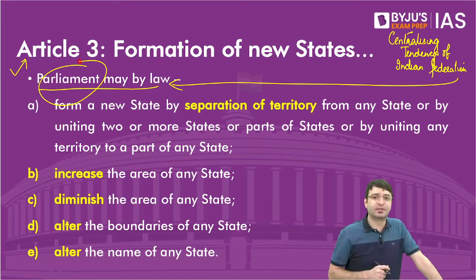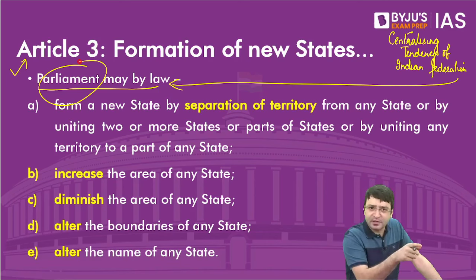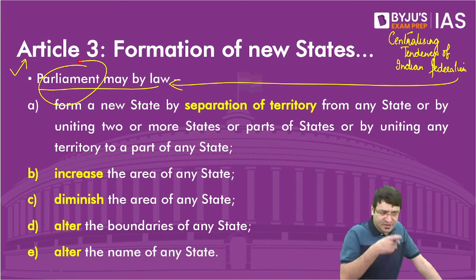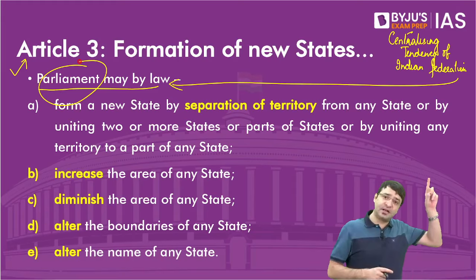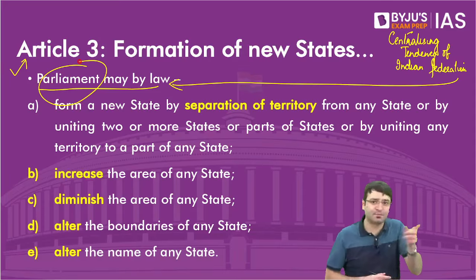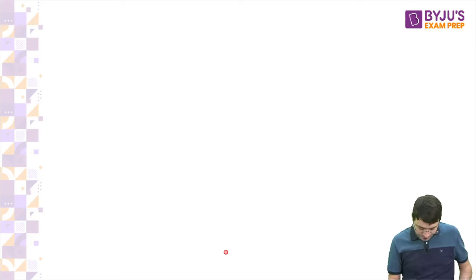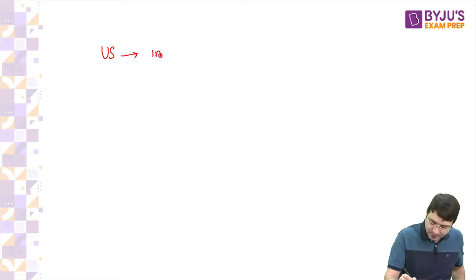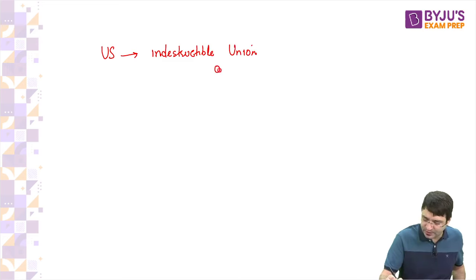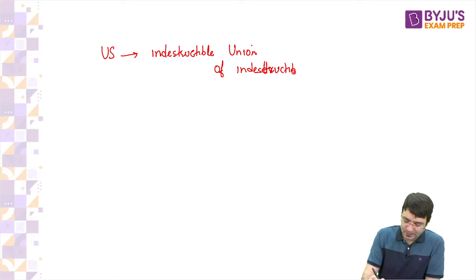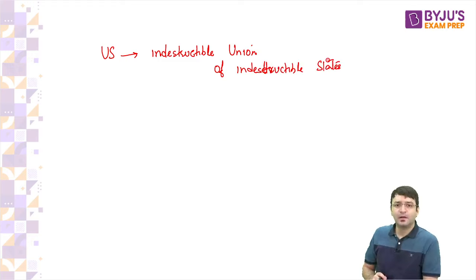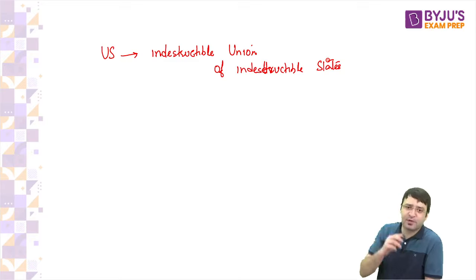This doesn't happen in the United States. In the United States, a state cannot be split without the state's approval. If the state of Florida wants to split itself, it can. But the central government cannot split Florida, cannot split Illinois, cannot split Michigan. That's not the power available to the center in the US Constitution. That is why we say the US is an indestructible union of indestructible states. States cannot be destroyed in the United States without the approval of the states.